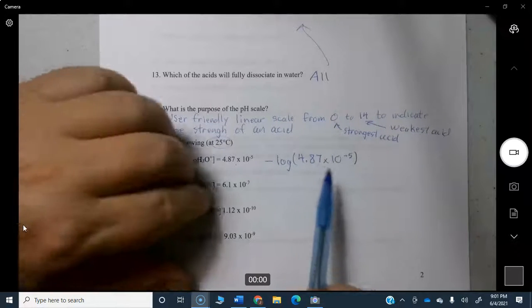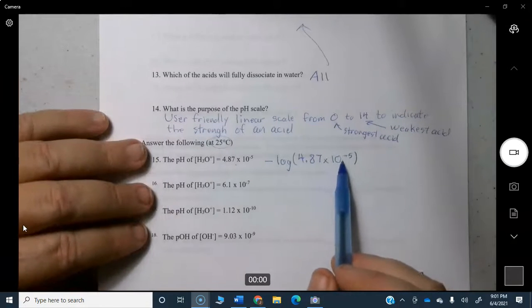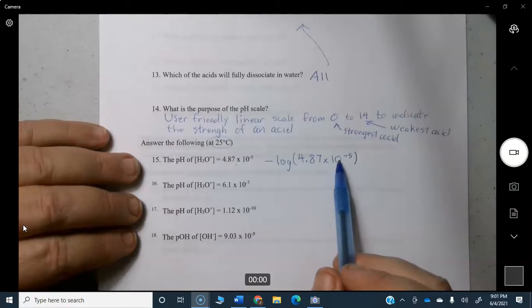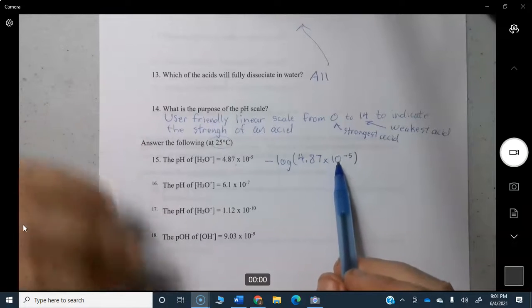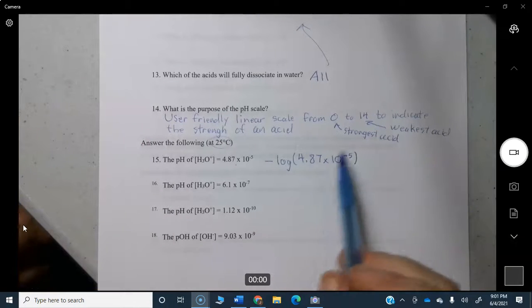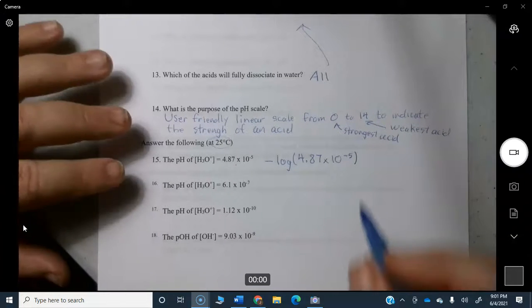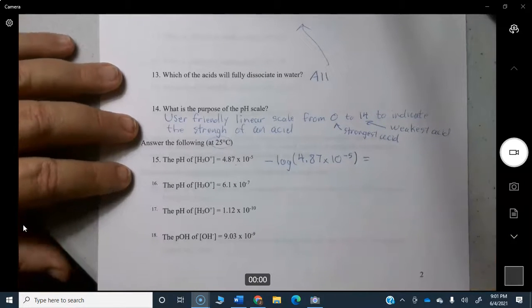So if without the 4.87, 10 to the minus 5 is a pH of 5, then with this, it's going to be a pH below 5. It's going to head down towards 0. So, who knows? Maybe it's 4.3, maybe it's 4.5, maybe it's 4.7. After you do a few of these, you'll get a sense of estimating. But it's going to be in the 4s somewhere. So let's go ahead and do this.